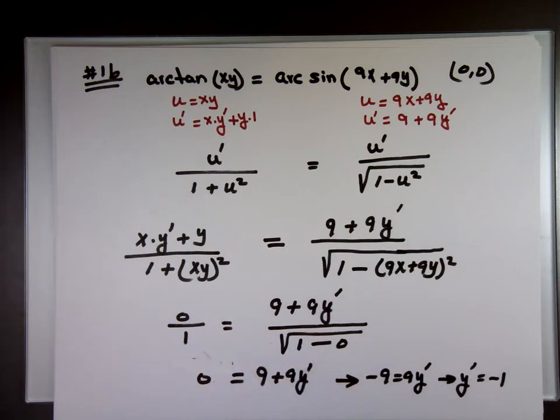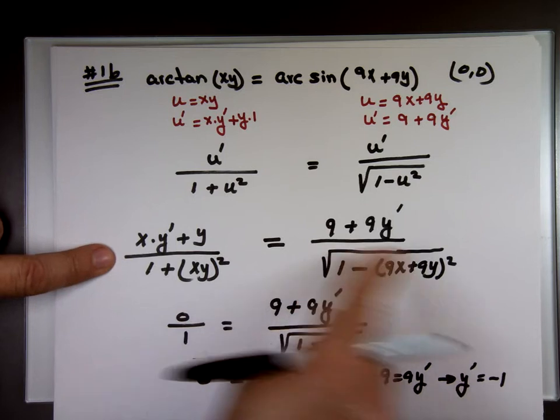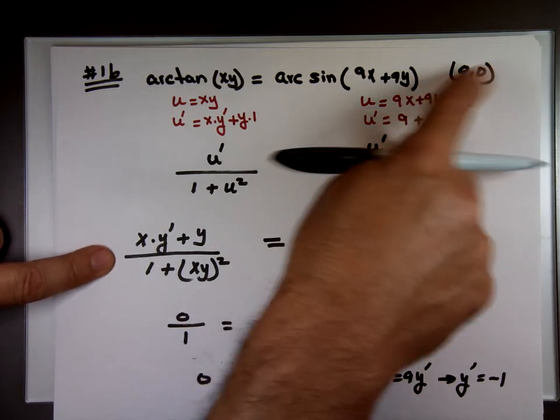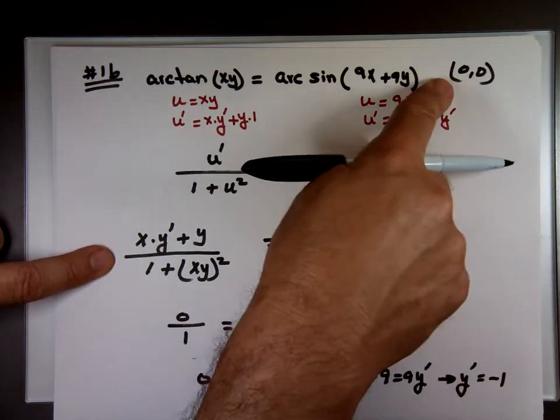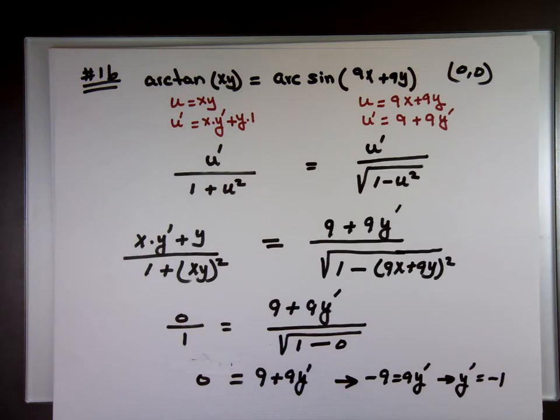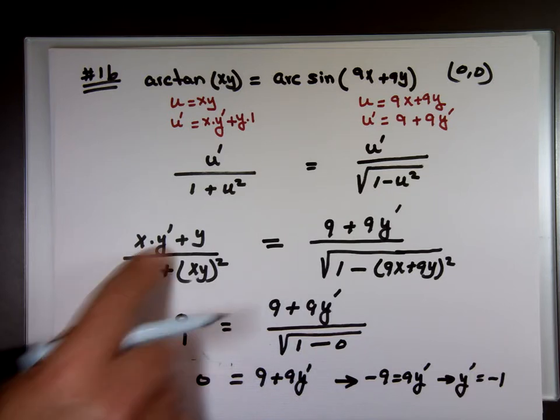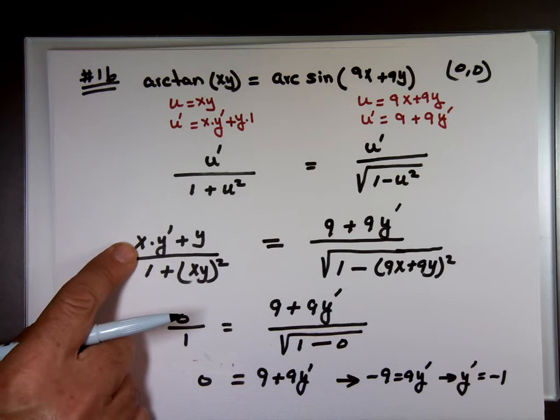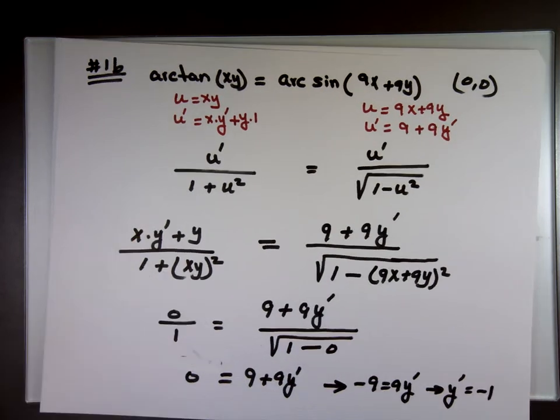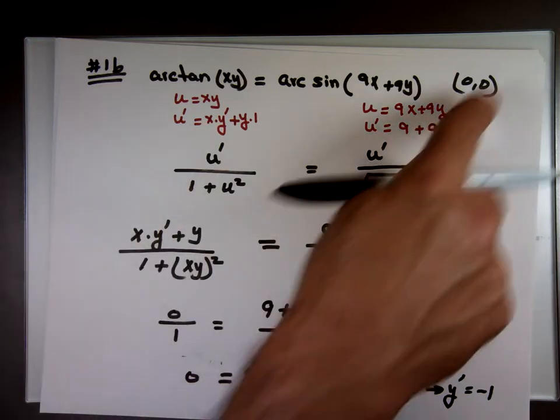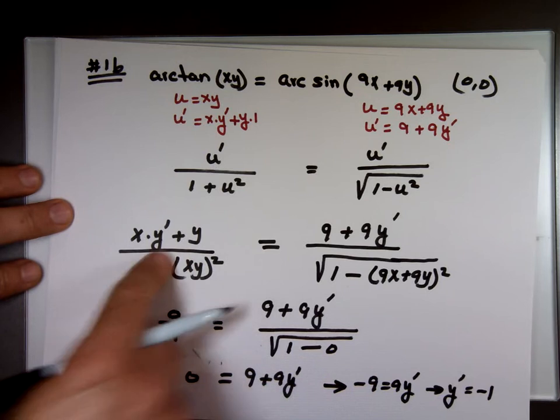But once you take the derivative, plug in 0 for x, 0 for y. Now the derivative, 0 for x, 0 for y. Doesn't y prime equal 0? We don't know what y prime is, we're looking for it. We put 0 for x, and 0 times anything is 0. So y sub prime at 0, 0 will give you y sub prime at 0, 0, which is negative 1.